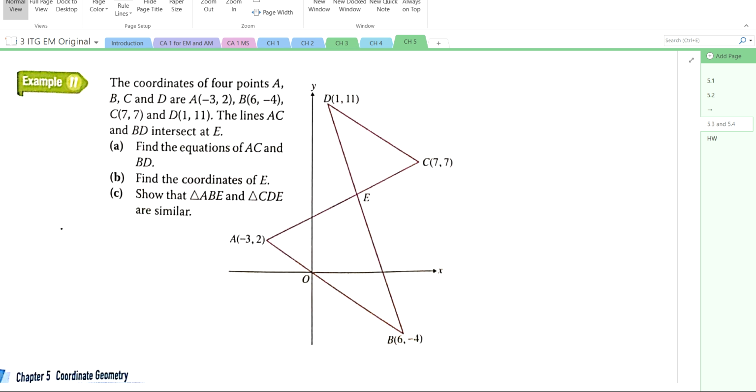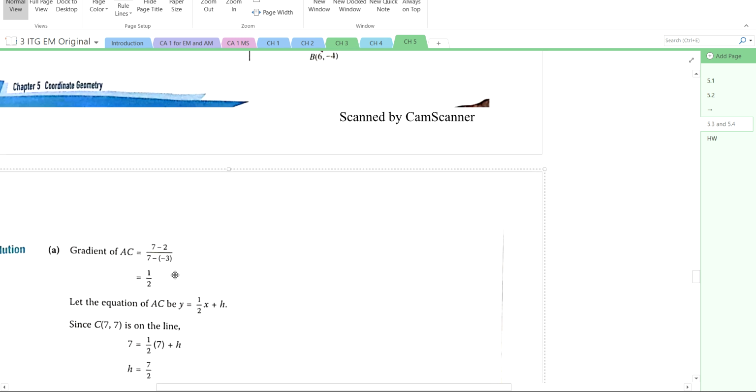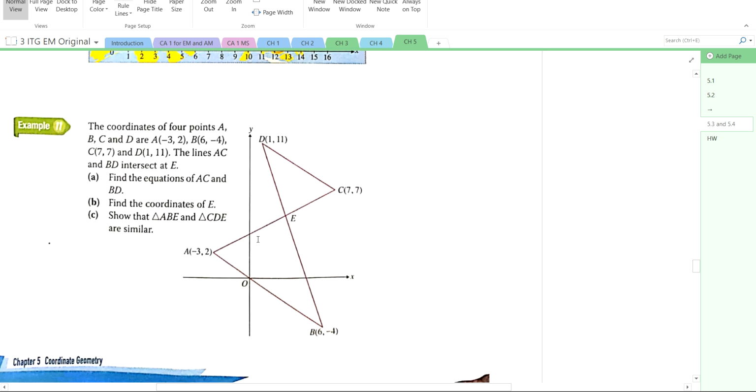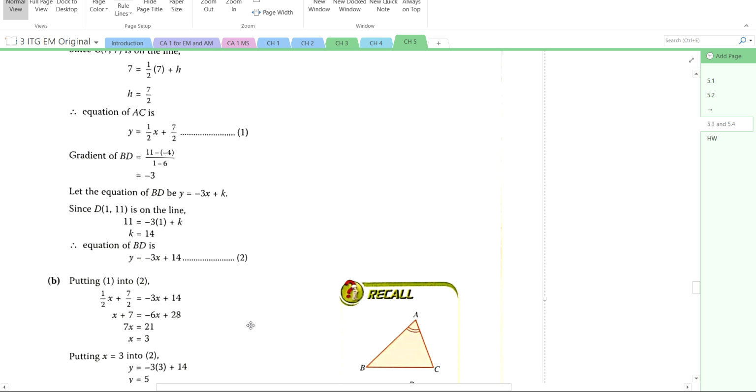Gradient of AC is found, and we see that the gradient of AC is half. What do you do after that? Sub in either A coordinates or C coordinates into our y equals half x plus c to find the value of c. Then it's done. Sub it back into our equation. So that is the approach to finding the equation of both lines.